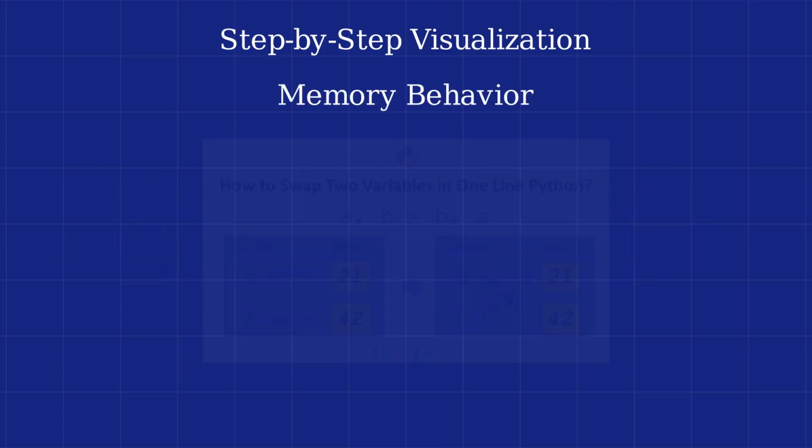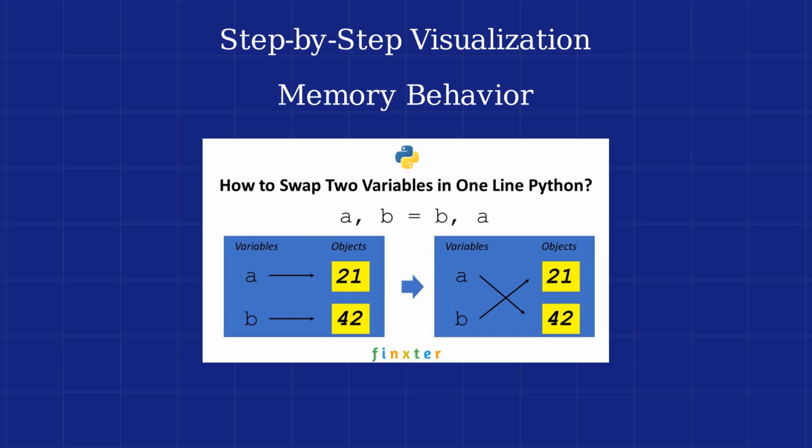Looking at the memory behavior, we can see that Python is simply changing what the variables point to. Before the swap, variable a points to object 21 and variable b points to object 42. After the swap, a points to 42 and b points to 21. The objects themselves don't move in memory.